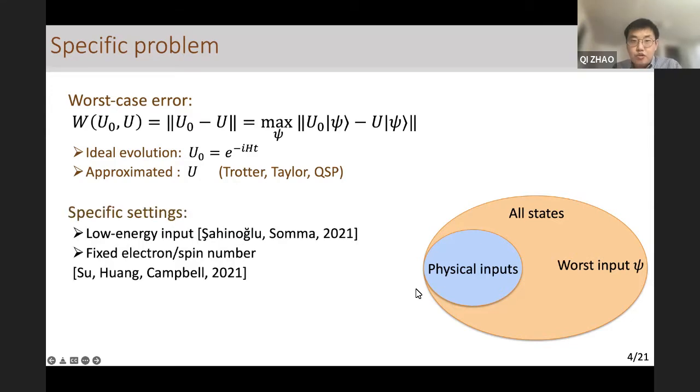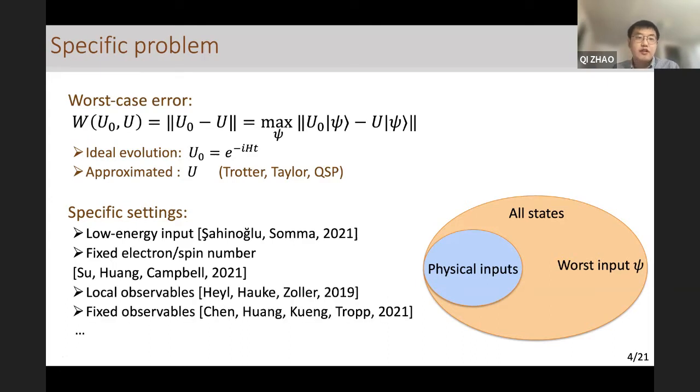In order to address this problem, recently people have considered some specific settings, like input states with low energy and input states with a fixed number of electrons or spins. Moreover, we could also consider the observable, like a local observable or fixed observable, which can help us further improve the results. All these specific settings can help us improve the performance in the Hamiltonian simulation task, meaning reduce the error or reduce the required resource.